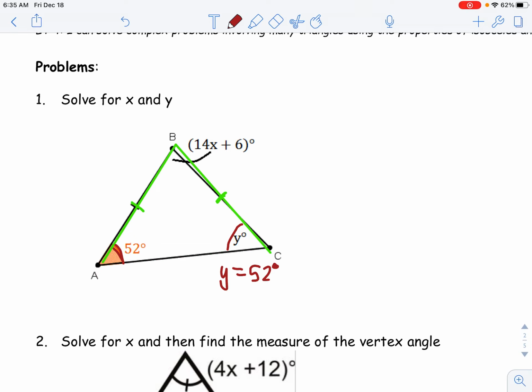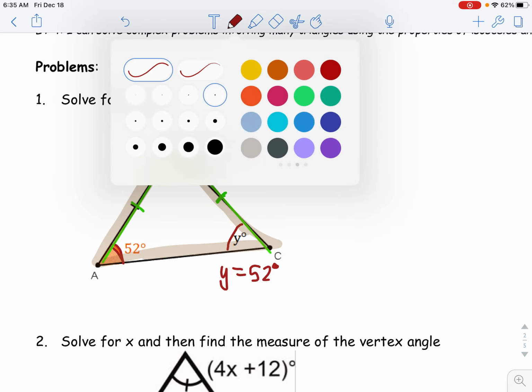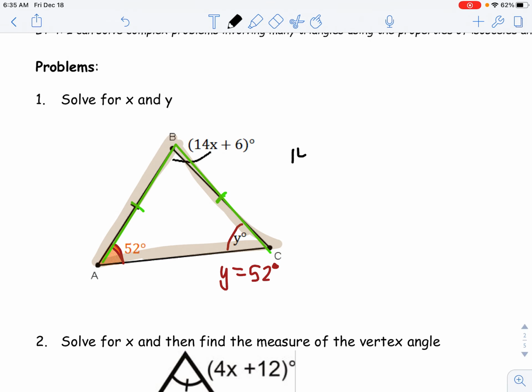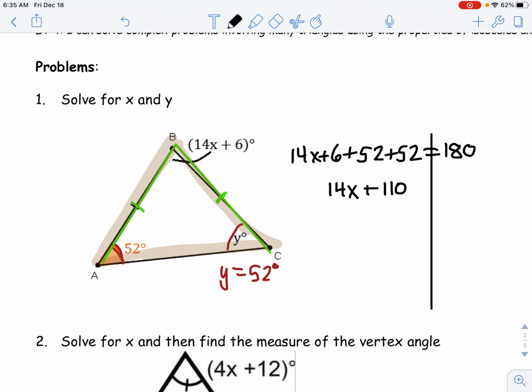Base angles theorem. All right, and then to find x, we say, well, hold up, people. Triangles just add up to 180 degrees. So all I'm going to do now is say 14x plus 6 plus 52 plus 52 equals 180. Then 14x plus 110 equals 180. Subtract 110 from both sides: 14x equals 70. Divide both sides by 14, and x equals 5.